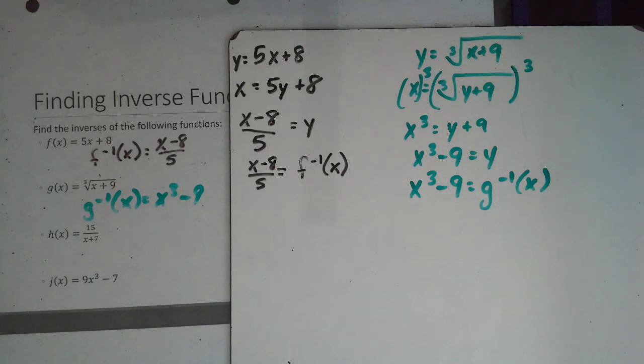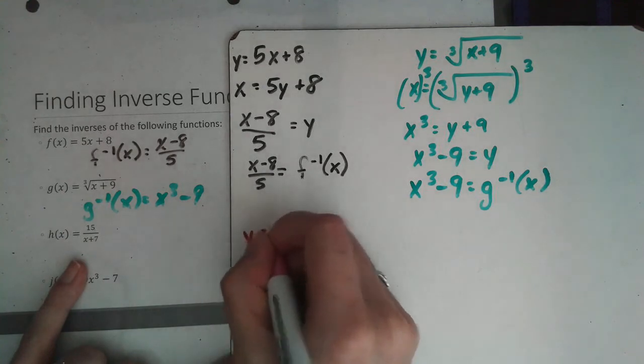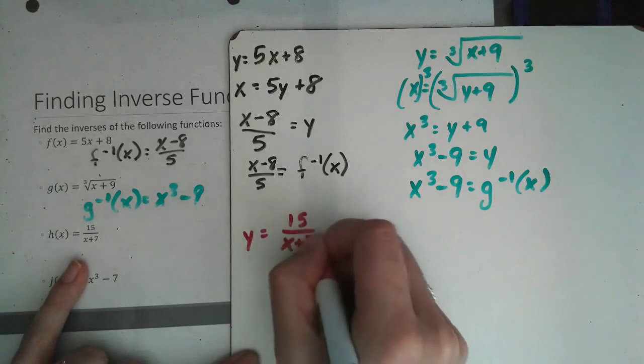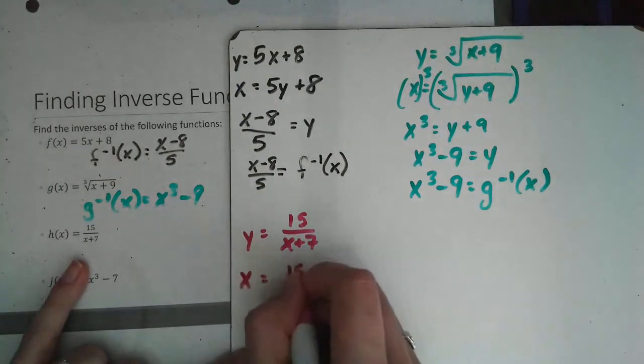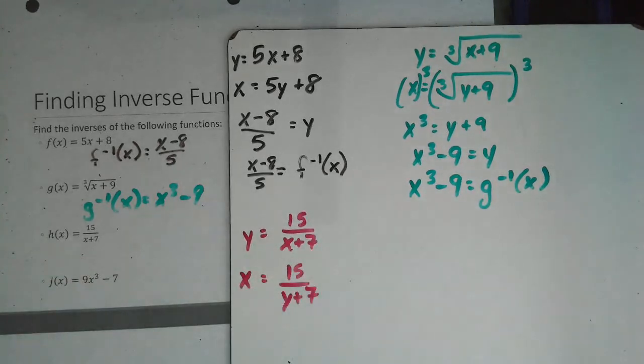Next up, we're looking at h of x. It's equal to 15 over x plus 7. I start by replacing that h of x with a y. So we get y equals 15 over x plus 7. We do our switcheroo. X is equal to 15 over y plus 7. Then I need to get the y by itself.